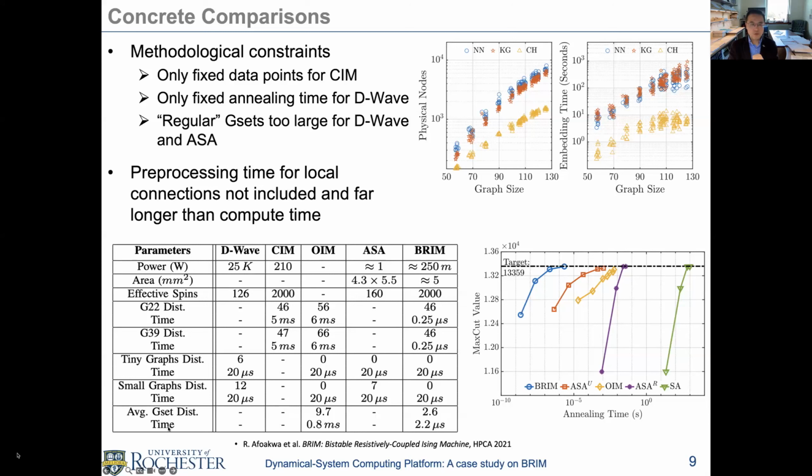On D-Wave, for that time, we had 20 microsecond annealing time in both tiny and small. We can get to ground state in our runs. This, by the way, is all, I think, 20 instances per problem. I haven't understood what the 46 and the 47 means.